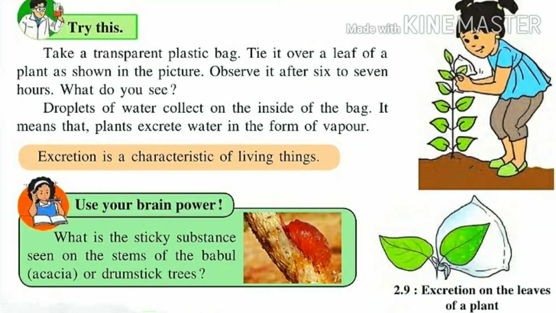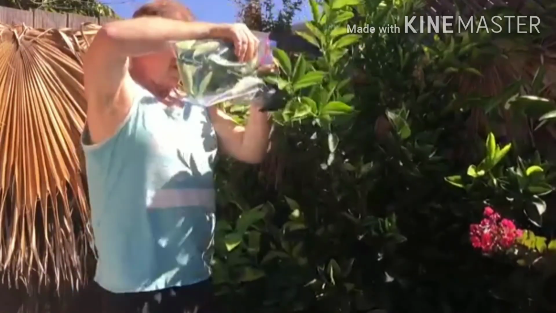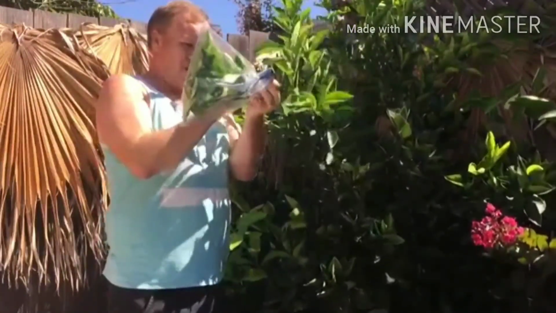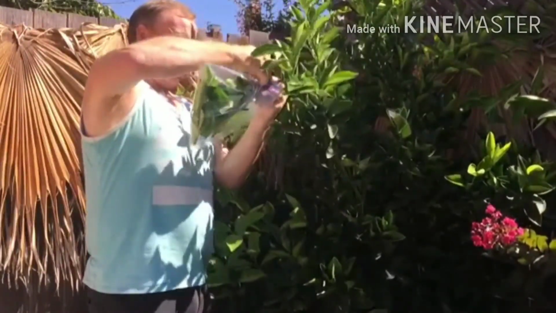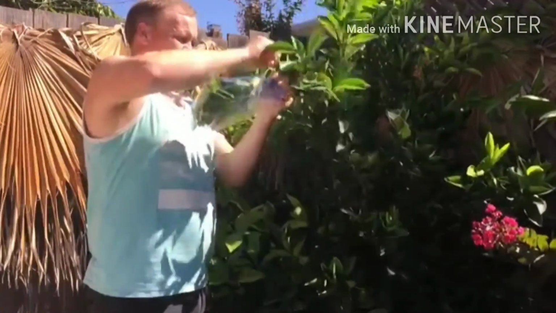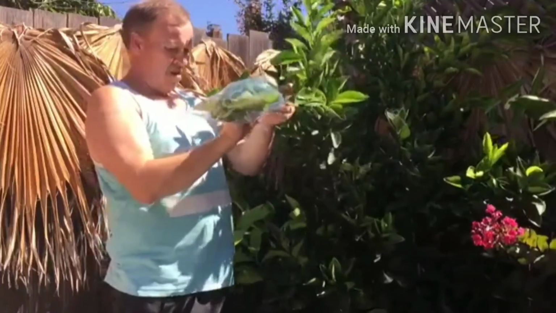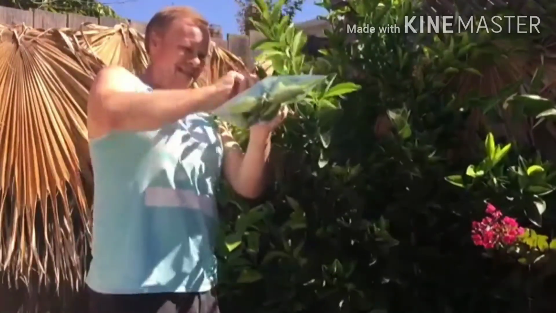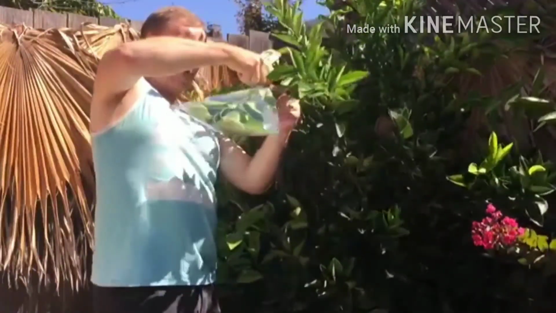As well as you can see in picture 2.9, excretion on the leaves of a plant. Let's watch one small video to understand it very well. That young man is taking a transparent plastic bag and tying it over a leaf of a plant as shown in the video. Observe it very carefully. He takes around 6 or 7 hours to keep it tightly closed with that transparent bag, and now we will see the result after 6 or 7 hours.